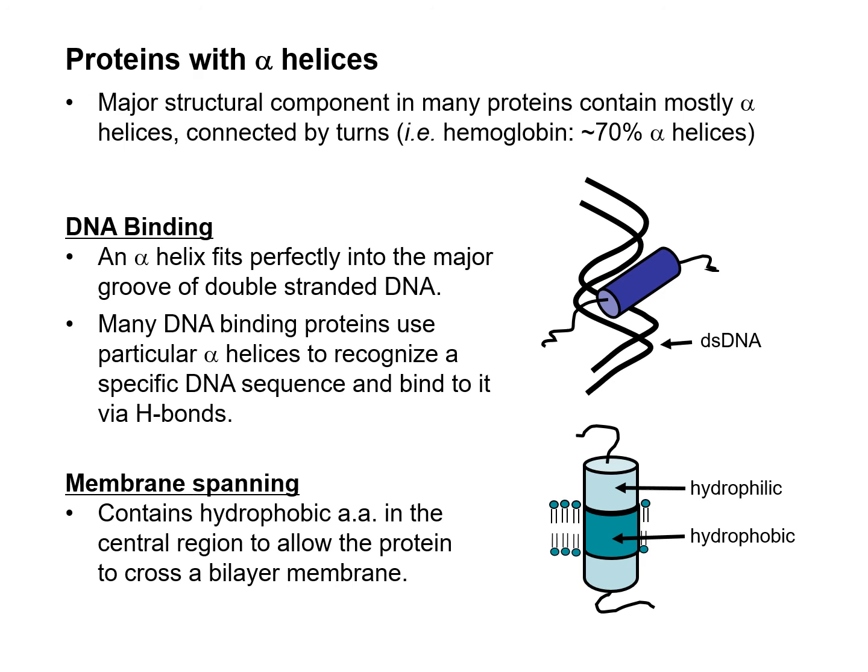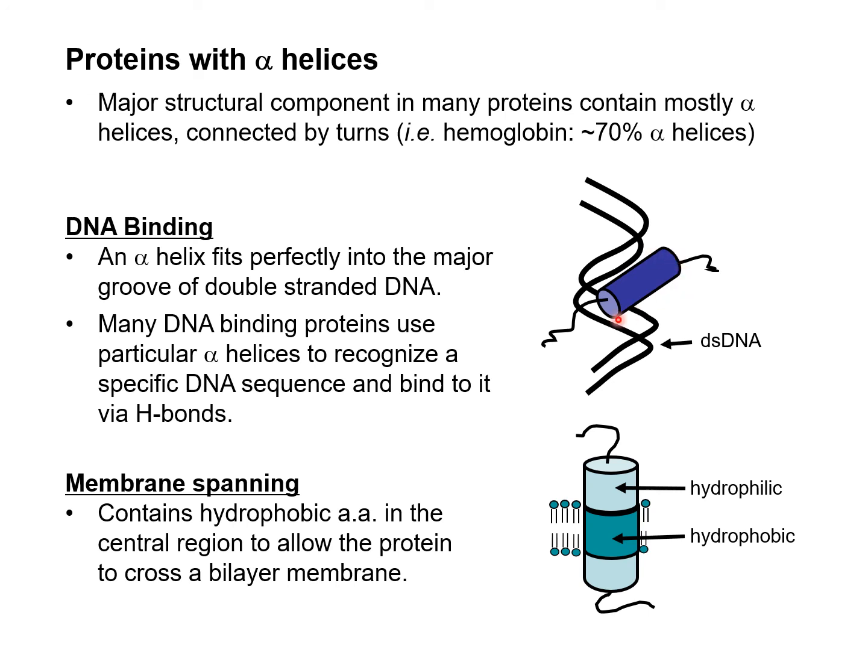An alpha helix fits perfectly into the major groove of a double-stranded DNA, but not the minor groove. The major groove, it just fits right in there. So it can interact with the nucleotides within the nucleic acids there, using hydrogen bonding as well as some other weak interactions too. The leucine zipper can be one example here too.